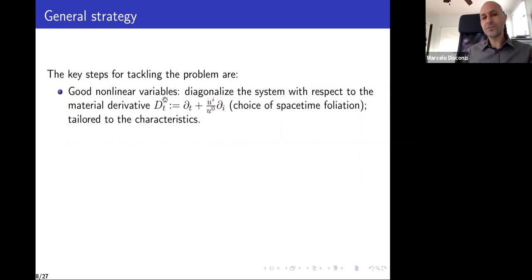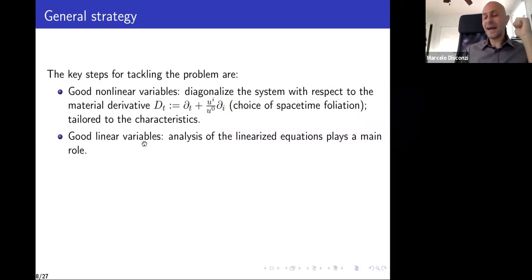Now, if you don't know fluids, you might be wondering what this material derivative means. It turns out that it is this combination of time and spatial derivatives that's really the relevant quantity for tracking the evolution of fluid particles in our fluid. So the dynamics is tied to the material derivative and not so much just to the time derivative, as you would expect in a regular initial boundary value problem. And because it is this derivative that's really tied to the dynamics of the fluid particles, you want a system that's going to be diagonal with respect to the material derivative. So you want to diagonalize the system in that form.